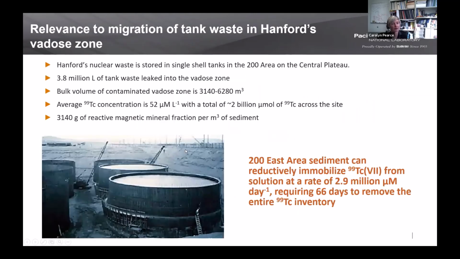What's the overall relevance to the tank waste in Hanford's vadose zone? Well, once you've been able to quantify that extent of technetium reduction by the mineral phases, you can then multiply that up by the amount of reactive phases in the subsurface and propose a sort of maximum natural attenuation that might occur if the technetium interacts with that mineral component in the subsurface.